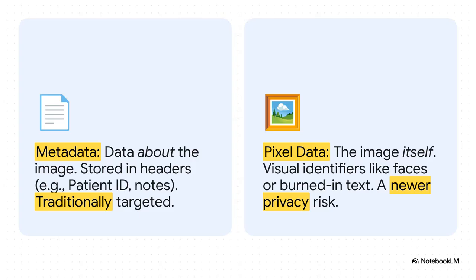You see, a medical file is really two things at once. First, you have the metadata. That's the data about the image: your patient ID, the doctor's notes, even the scanner model. And that's what de-identification has traditionally focused on. But then you have the pixel data. We're talking about the image itself, and that is where things get really complicated.